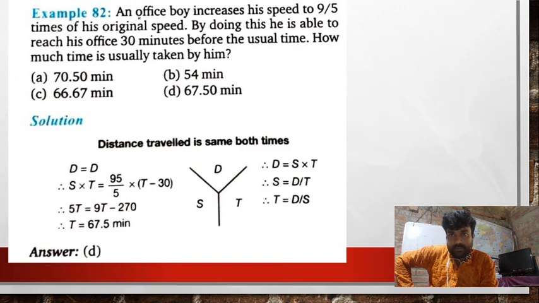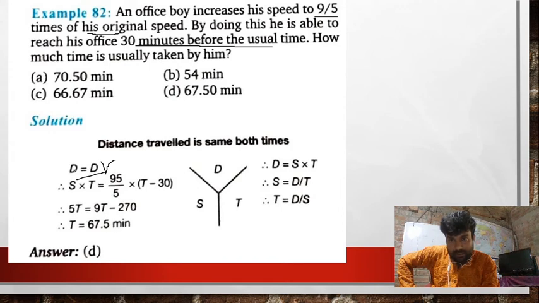Another example. An office boy increases his speed to 9 by 5 times his original speed. So his original speed is d, and he increases it, and by doing this he is able to reach his office 30 minutes before the usual time. How much time is usually taken by him? So we need t.